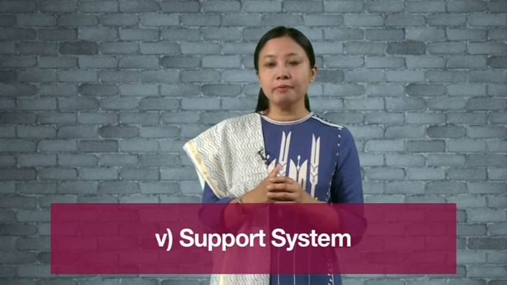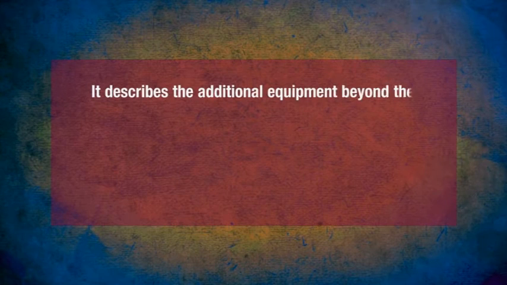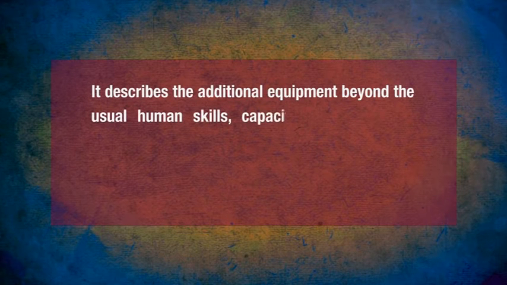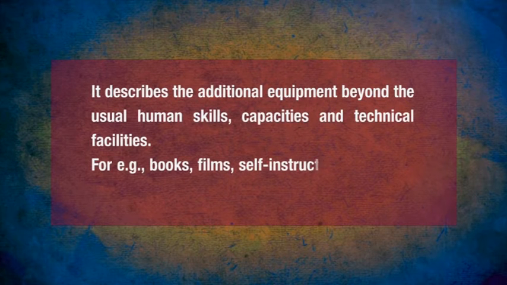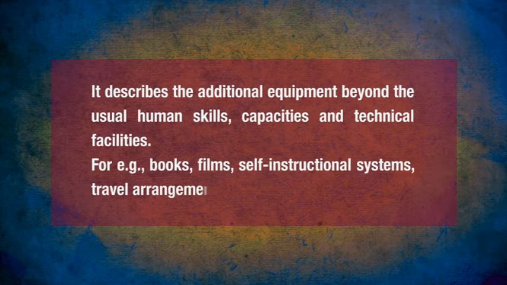Number 5, the support system. This component is used to describe the supporting conditions necessary to attain the goal of the teaching model. It describes the additional equipment beyond the usual human skills, capacities, and technical facilities. For example, books, films, self-instructional systems, travel arrangements, etc.